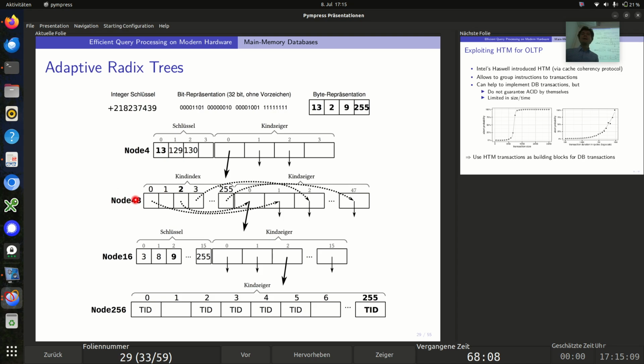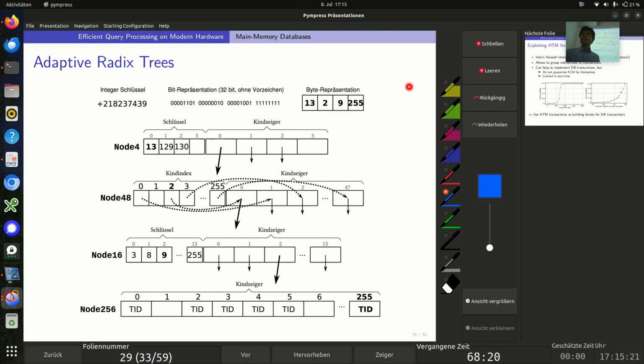And it's also valid for the node 48, but with a small difference. So there are 2 nodes where the key is implicitly the position. It's valid for node 48 and node 256. So the key is implicitly the position.